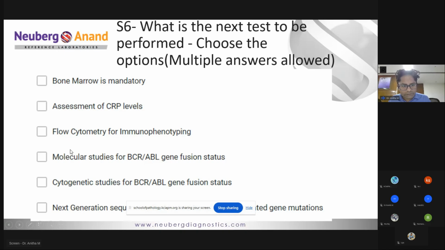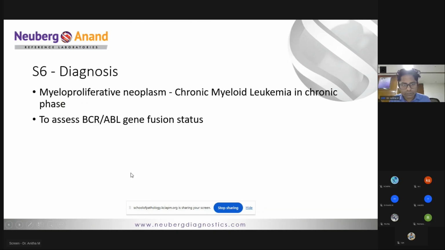So for this question, the only options we were looking for were molecular studies or cytogenetic studies, but molecular would be much better. Given that there was not much of a left shift, even if you give an NGS for other MPN associated mutations, we would take it. So the final diagnosis of this case was myeloproliferative neoplasm, CML in chronic phase. This person had a major transcript, and was started on nilotinib rather than how we used to start patients with imatinib previously.